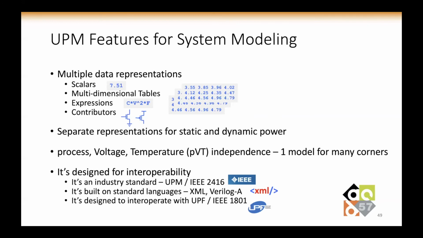And importantly, UPM was designed from the ground up to be interoperable. It's now an industry standard, IEEE 2416. It's built on standard languages, XML and Verilog-A, and it's designed to interoperate with other standards such as UPF, IEEE 1801.